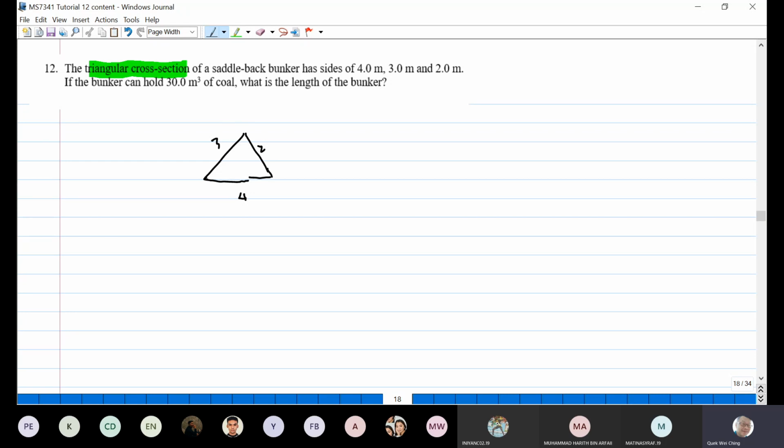Okay, so this cross section here, now you extend it, it becomes a 3D figure. Okay, 4, 3, and 2. And the volume of this thing can hold 30 meter cube of coal. So the volume of this thing is called a triangular prism.